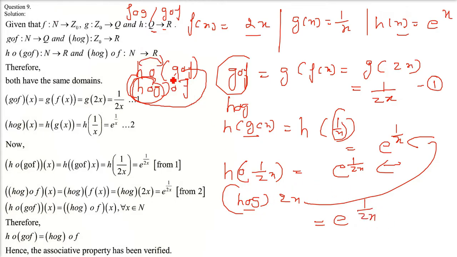So here you see, hogof. Associativity we have shown. First we did gof, then we did hog first. Both are the same. So the associativity property has been verified.